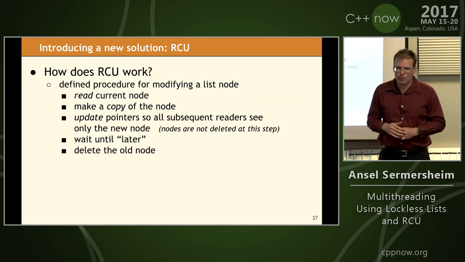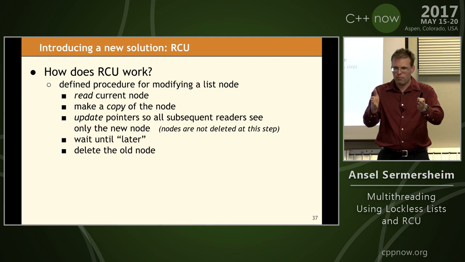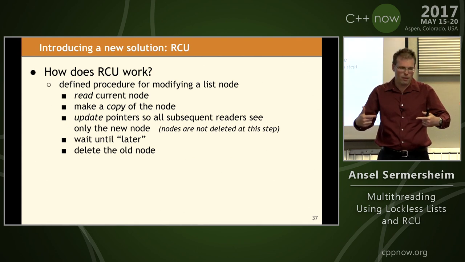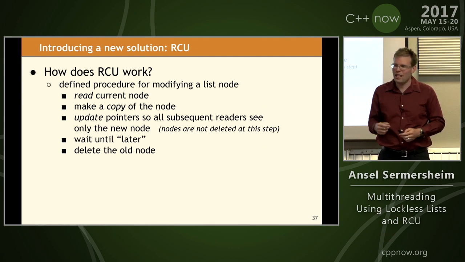How does it work? Well, we have a defined procedure for updating any piece of data in the list. What you do is you read the current node that contains the data you'd like to modify. You make a copy of that node. You update pointers in the list to point to the new copy. And then you wait a while. And then you delete the old node, once you're sure that nobody can ever see or reach the old one.